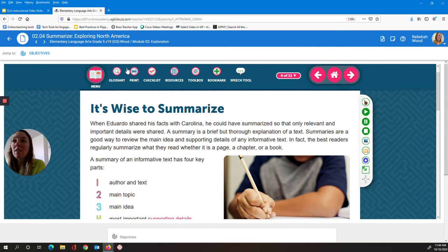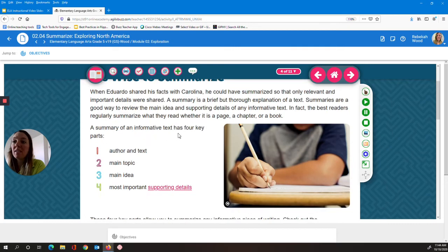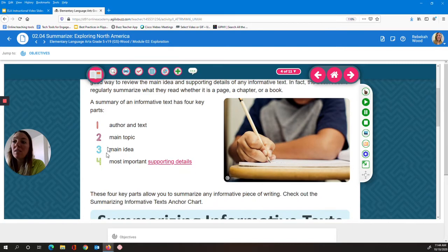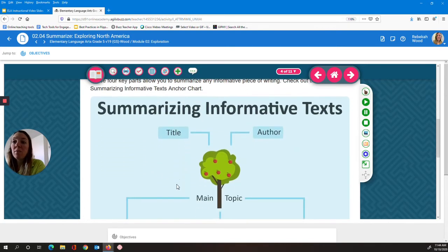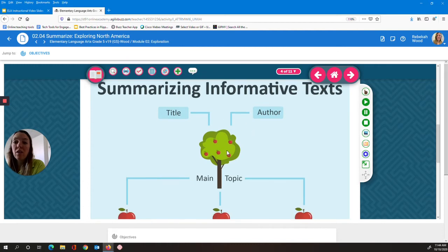So, informative text. Exploring North America, our text this week, is an informative text. And we're going to be pulling out the main ideas and the supporting details that are within that text. A summary of an informative text has 4 key parts: author and text, main topic, main idea, and most important supporting details. Those are the things that need to be within our summary. So, summarizing informative text: What is the title of the text? Who is the author of the text? Those are what you start off with when you're writing your summary.